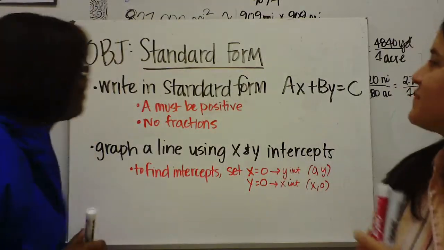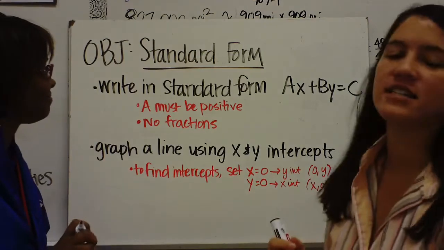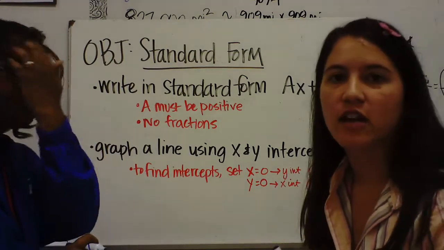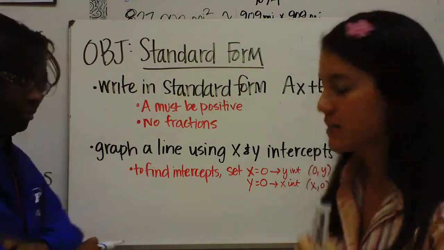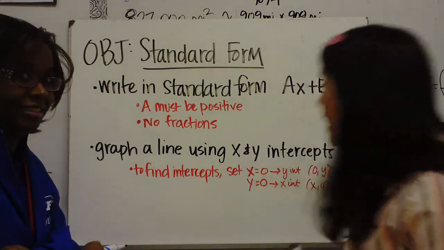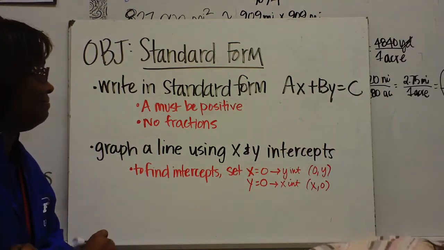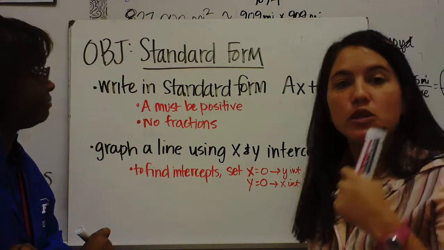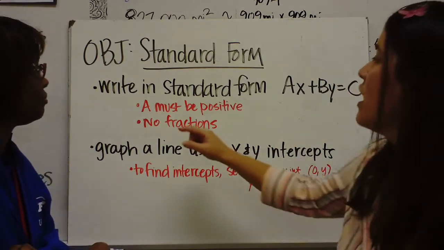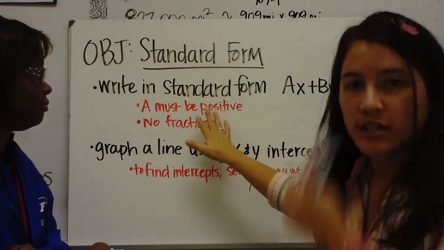Okay, hey y'all. Today's objective is standard form. We've been talking a lot about slope-intercept form, y equals mx plus b. But now, in standard form, we're going to show you two things today. We're going to show you how to write an equation in standard form.